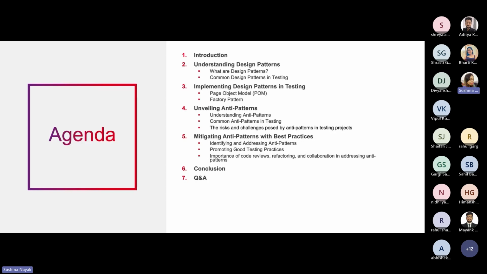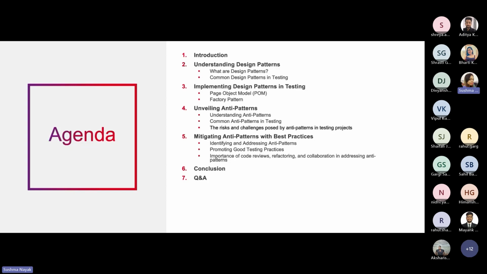Then is implementing design patterns in testing. Here we'll be discussing a few of the commonly used design patterns, like the page object model, which I think everybody knows about. We'll detail out what the page object model is. Then we have the factory pattern, and we have a few more, but these two are the important hot topics of discussion for design patterns.